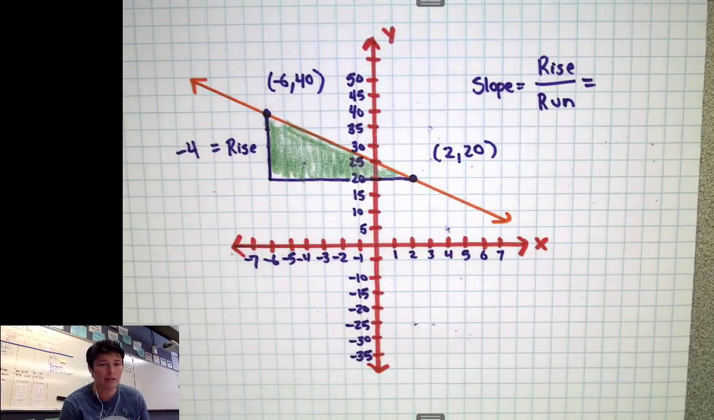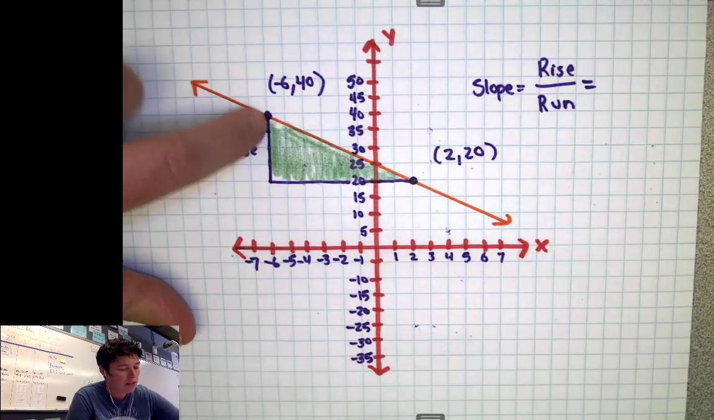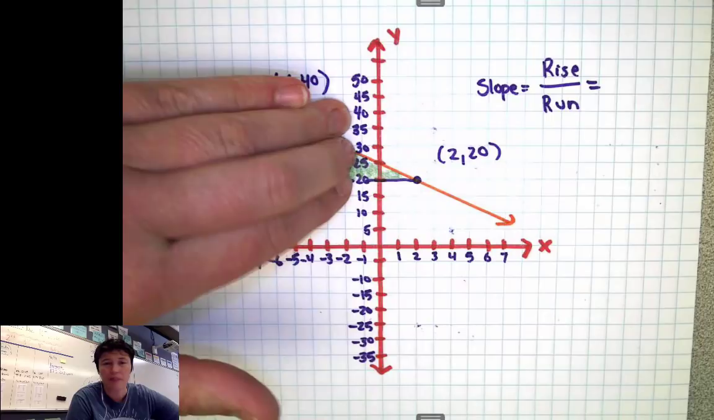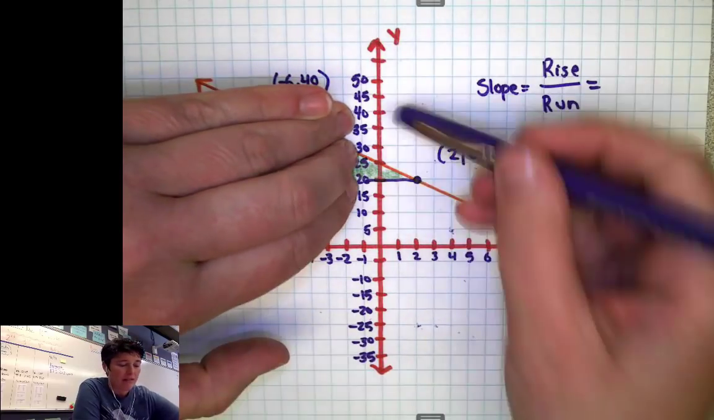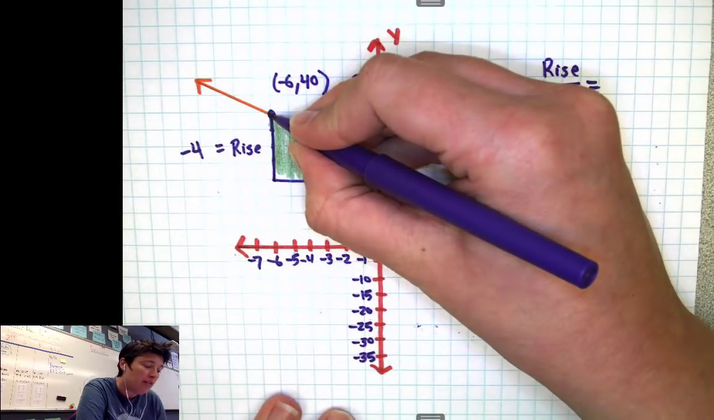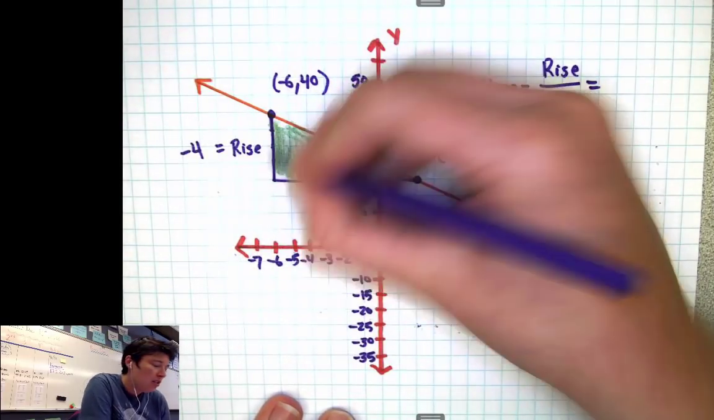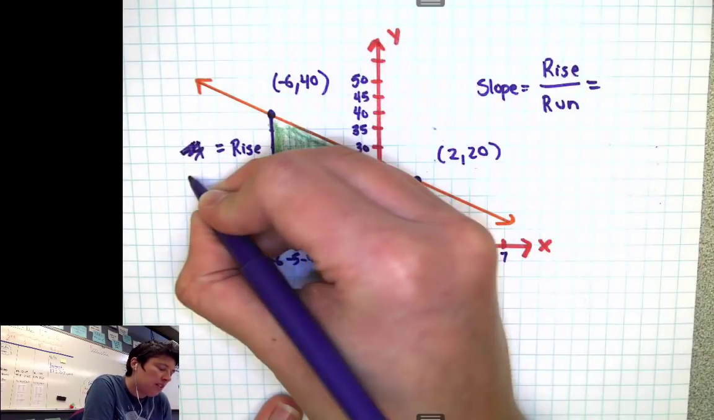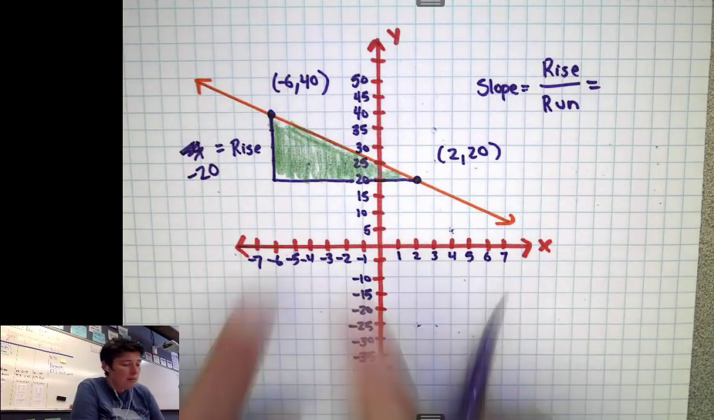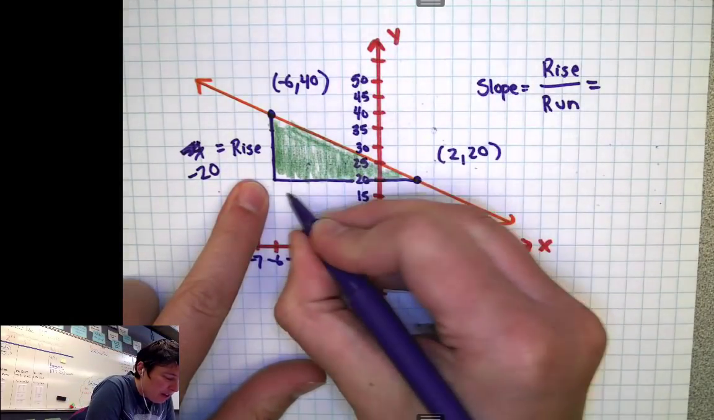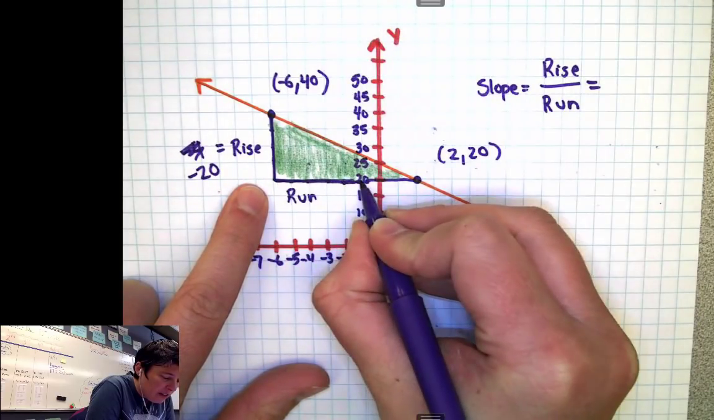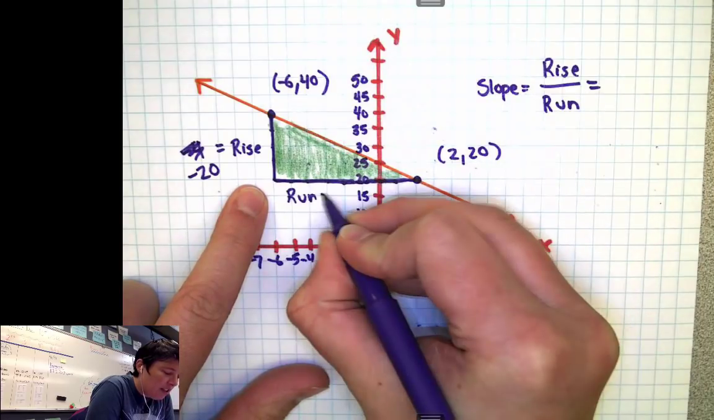The rise is not -4 because every time I drop down a unit over here, how much is that on the y-axis? That's not 4 units down. Remember we counted by 5s? So every time I count down 1, 2, 3, 4, it's really 5, 10, 15, 20. So no, it's not a -4 rise, it's a -20 rise. We are dropping down 20 units. Then I'm going to count over. Let's see, my run. 1, 2, 3, 4, 5, 6, 7, 8. It equals 8.